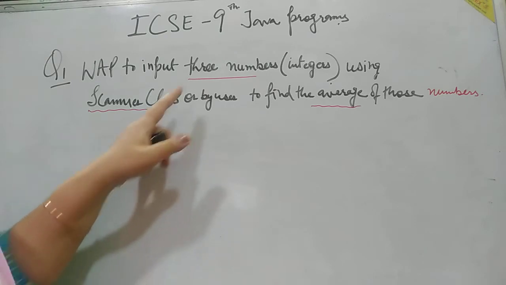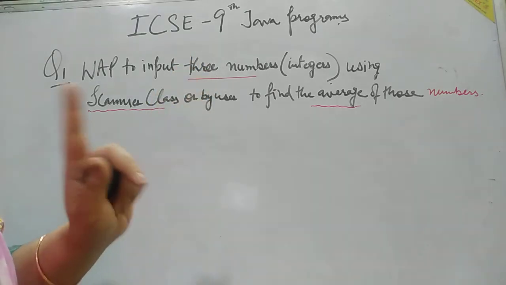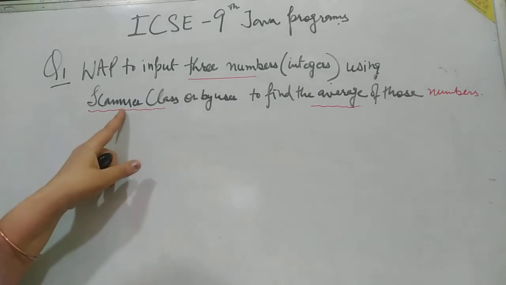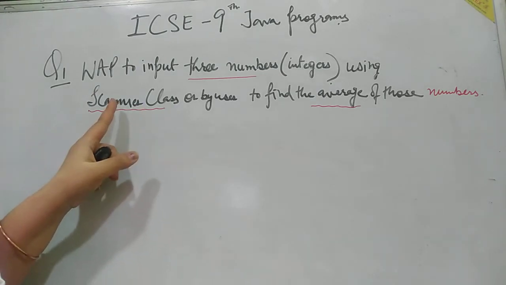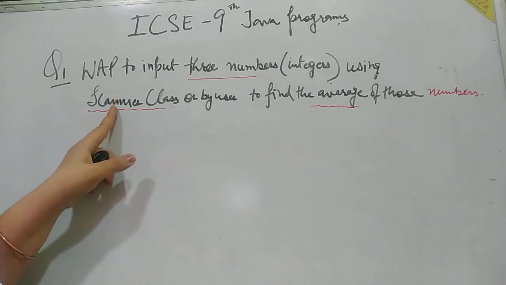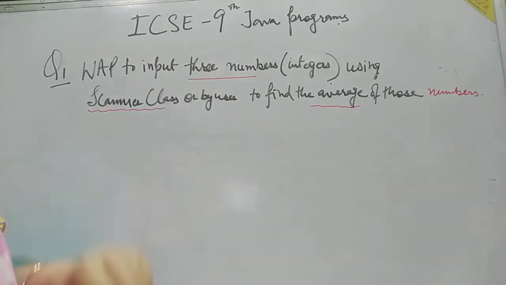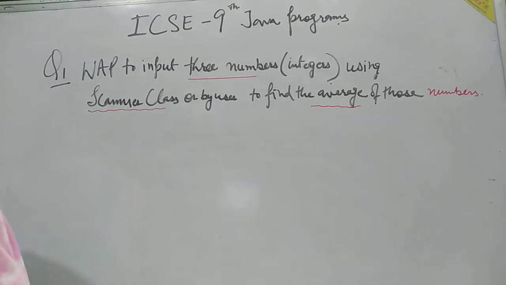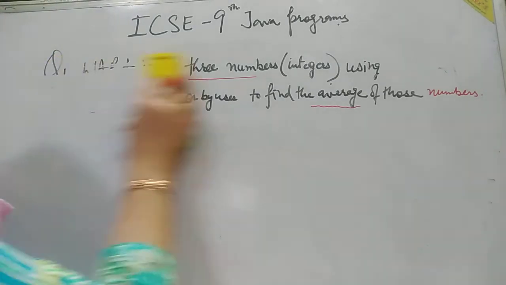Notice these points: three numbers, that means we need to take three variables for taking the numbers, and then we need to use the Scanner class. So we will be using Scanner class methods. As per the data type we will mention, as it is an integer, that is why we will use the type int, and we will calculate the average, and for the average again we will take a variable. See how we will be doing.